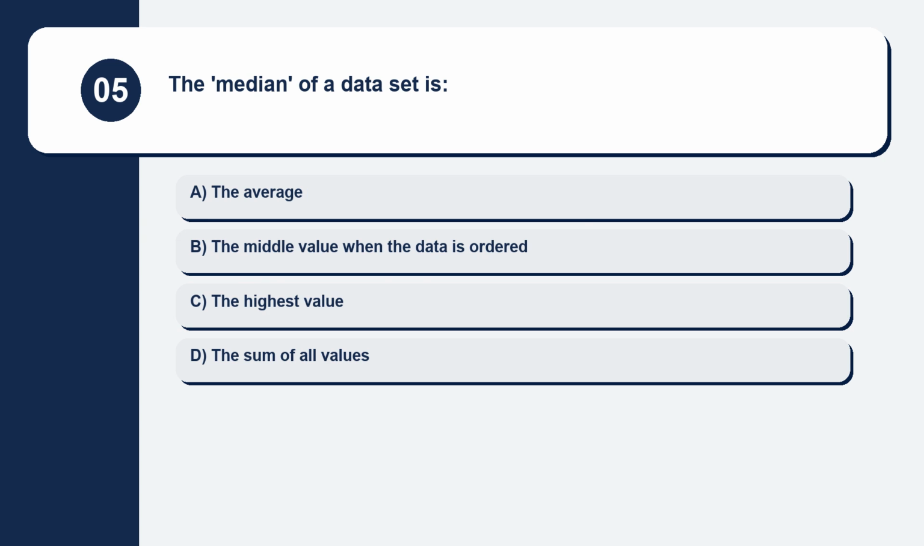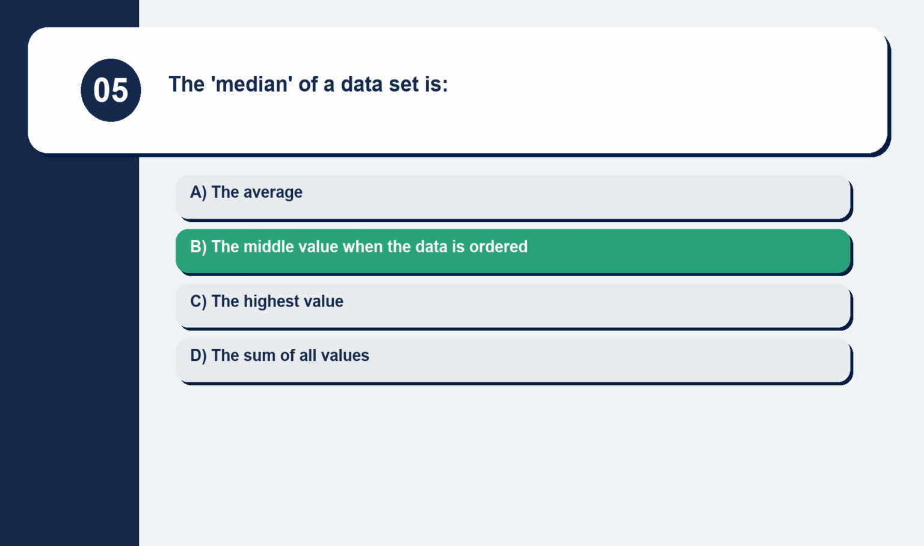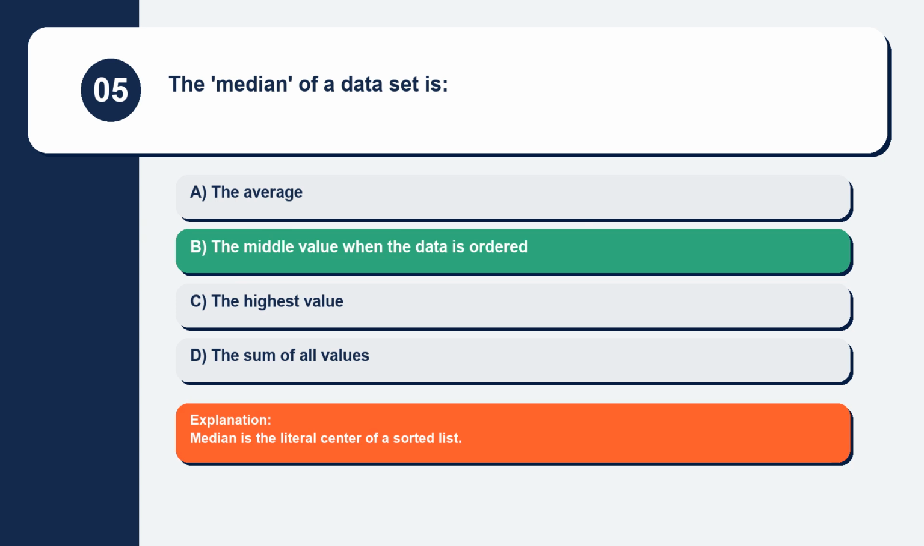Question 5. The median of a data set is the average, the middle value when the data is ordered, the highest value, the sum of all values. Median is the literal center of a sorted list.